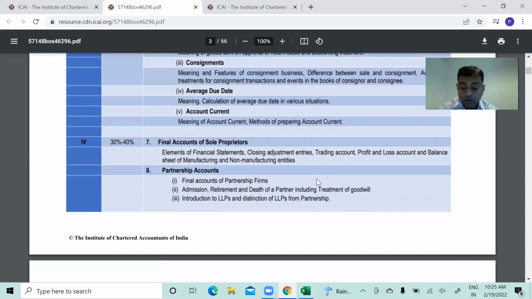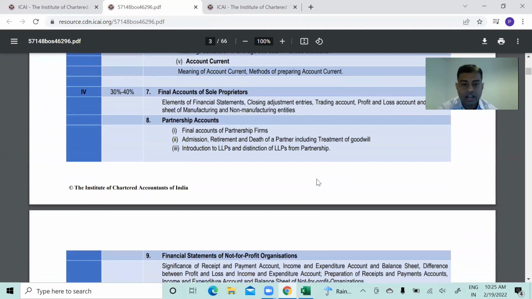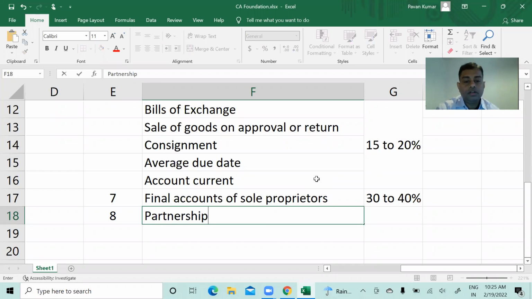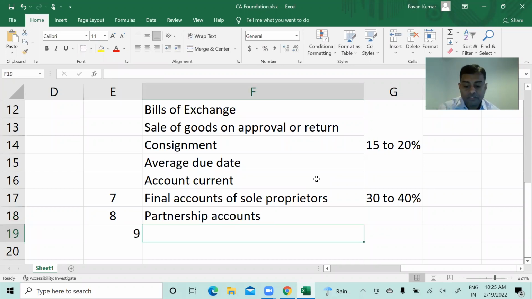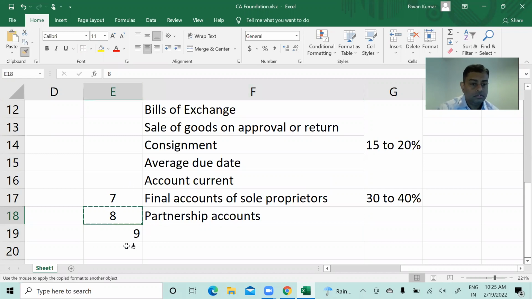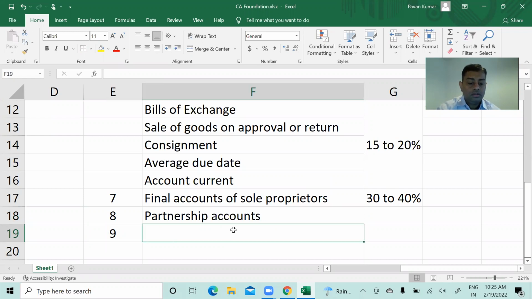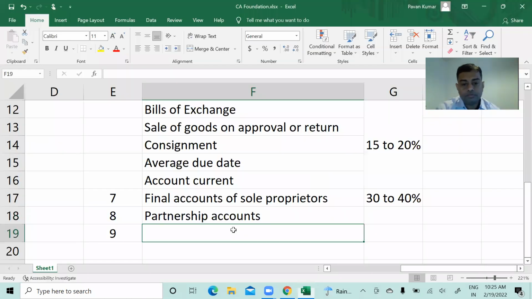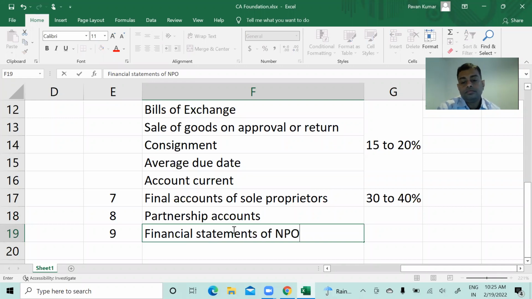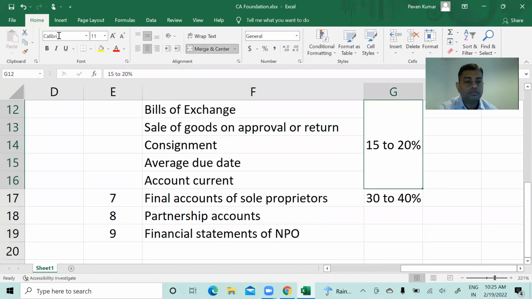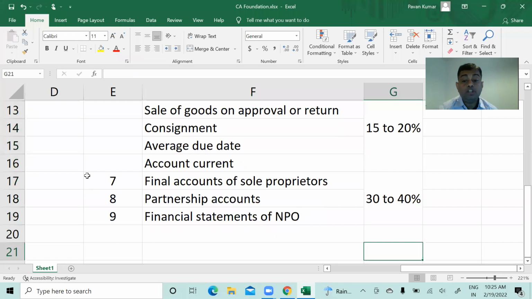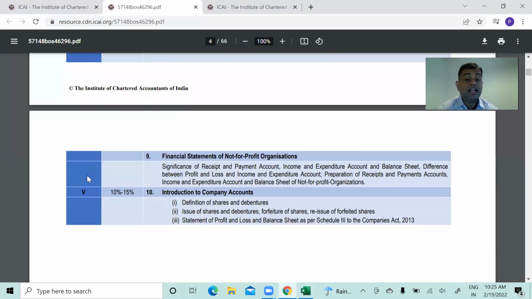So not only final accounts, they have included 9 under this, not one chapter. Final accounts of sole proprietors, partnership accounts and financial statements of NPO, non-profit organizations. It is not only for 7. So these 3 put together, very important area, will come to 30 to 40%. 7, 8, 9. Then 10, introduction to company accounts.